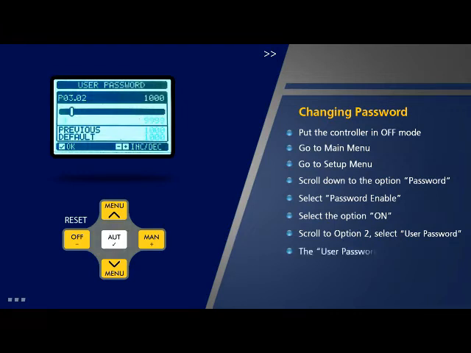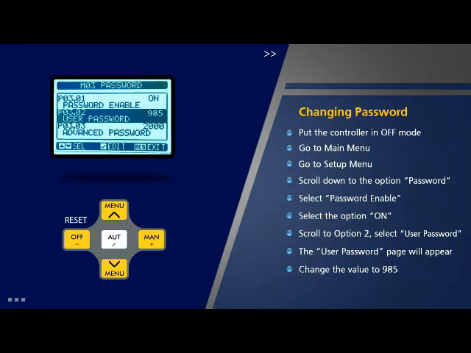The user password page will appear. The default password is set as 1000. You can change it to a smaller or bigger value by scrolling. Change the value to 985 and press OK. The user password is changed to 985.